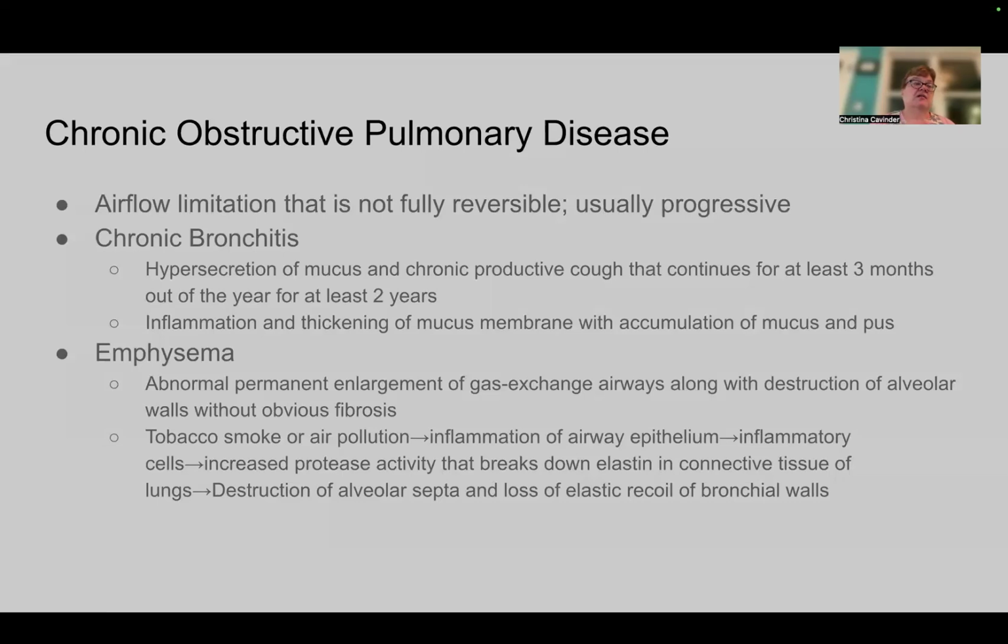I was at a conference the beginning of the week, and there was a woman there with a cough that was horrible, horrible. And I was just like, oh my gosh, you need some help.